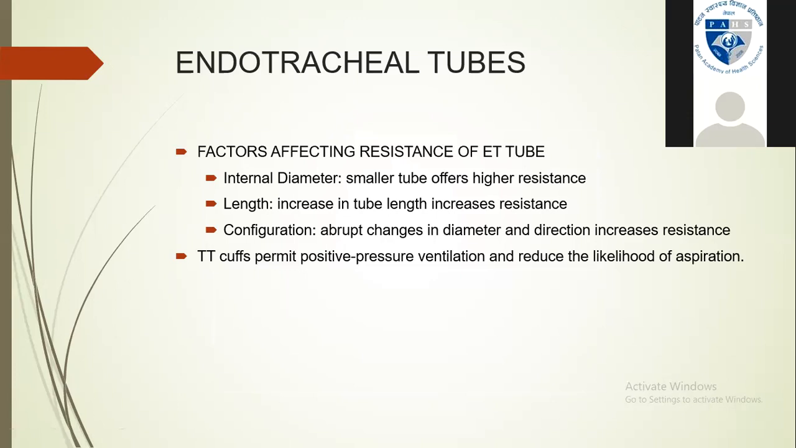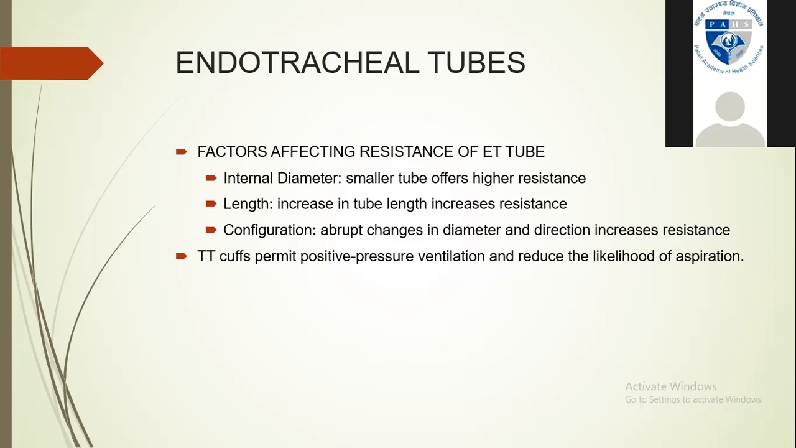Factors affecting resistance of the endotracheal tube: internal diameter. A smaller tube provides higher resistance. Length of the endotracheal tube: more length provides greater resistance. And configuration: abrupt changes in diameter, like kinking or twisting of the tracheal tube, will increase the resistance.